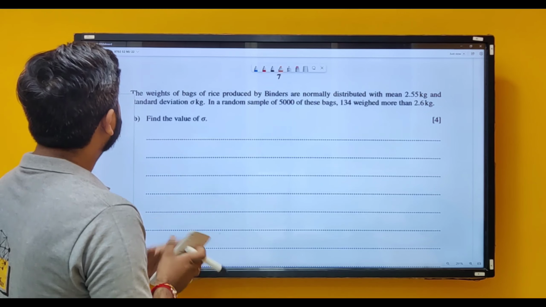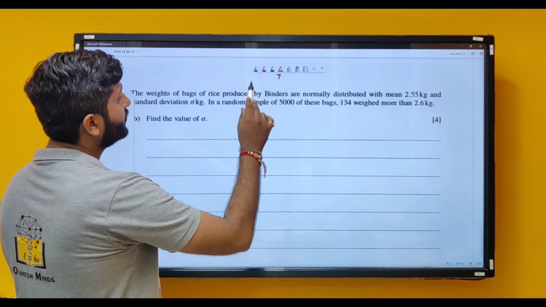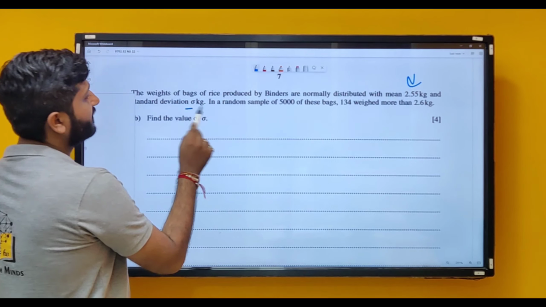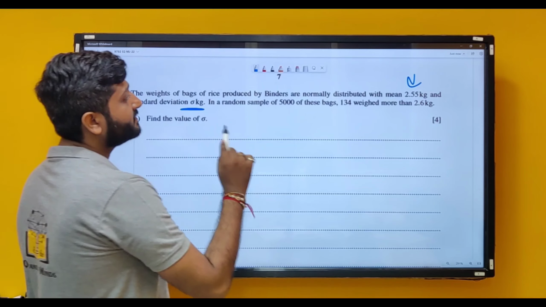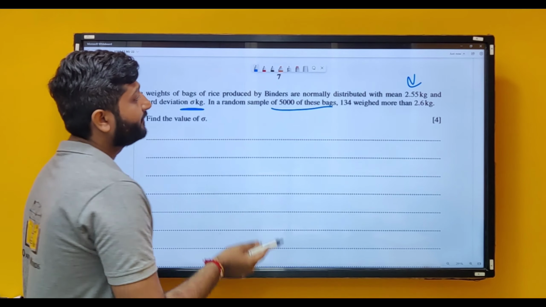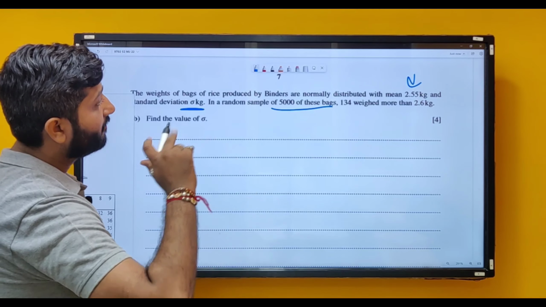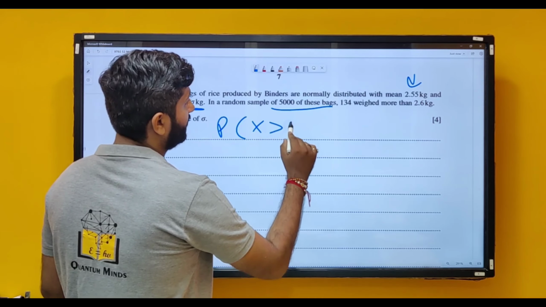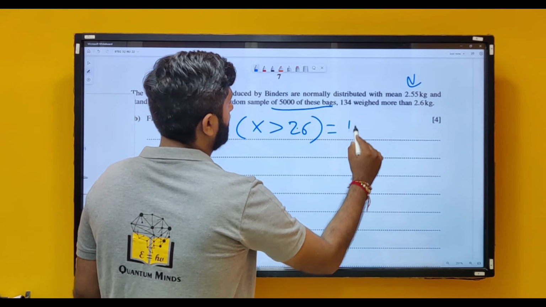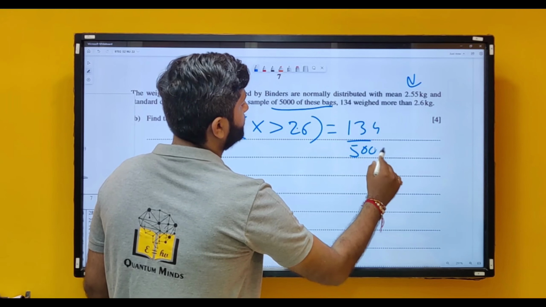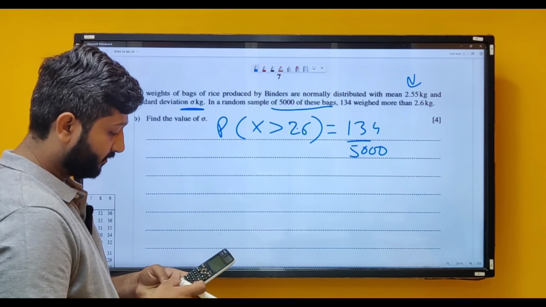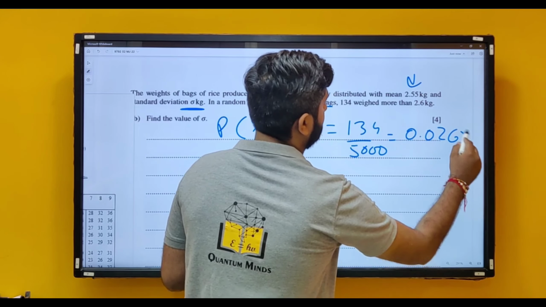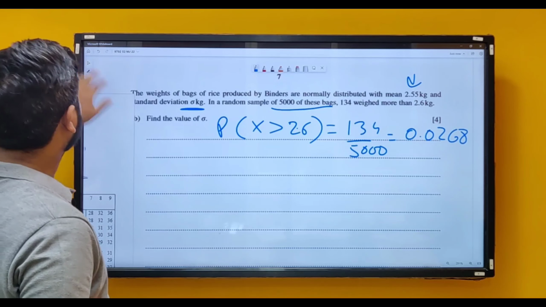Okay, the weights of bag of rice produced by Binders are normally distributed with mean 2.55 and standard deviation sigma. In a random sample of 5,000 of these bags, 134 weighed more than 2.6 kg. So probability that they weigh more than 2.6 is 134 upon 5,000, which is 0.0268. Okay, I'm supposed to find the value of sigma.